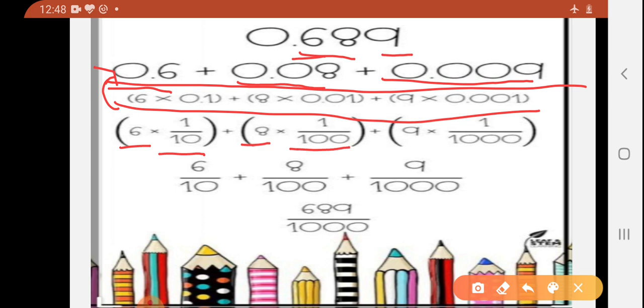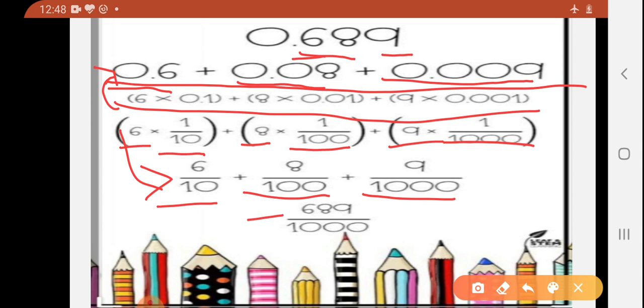Next is how you can write it using place values. 6 is in the tenths place, so 6 into 1 upon 10, 8 into 1 upon 100. 9's place value is thousandth, so you can write 9 into 1 upon 1000. This can be written as 6 upon 10, 8 upon 100 plus 9 upon 1000. Therefore, you will get 689 upon 1000, that is equal to 0.689. So these are some ways of writing in expanded form.